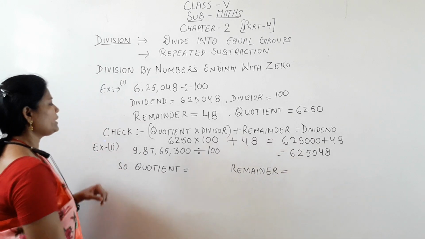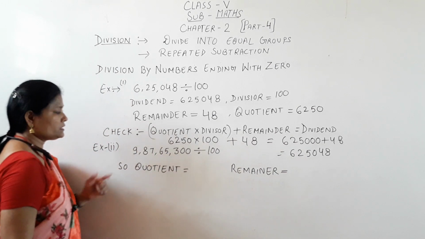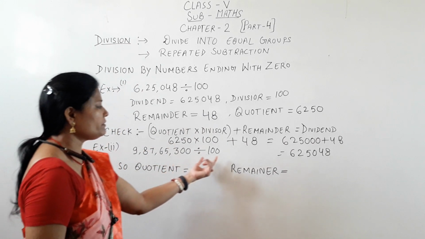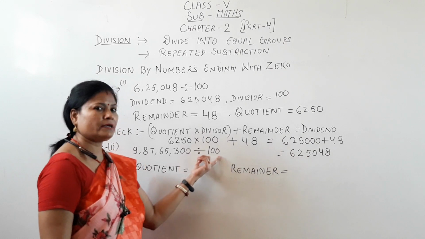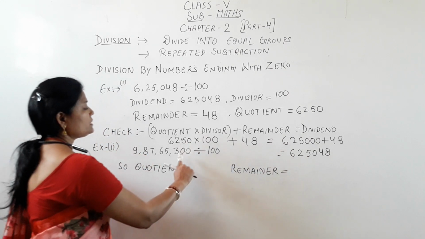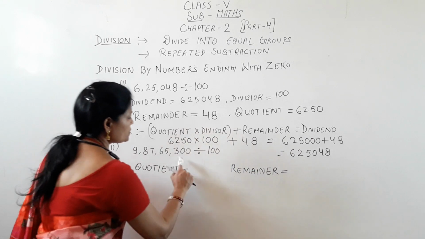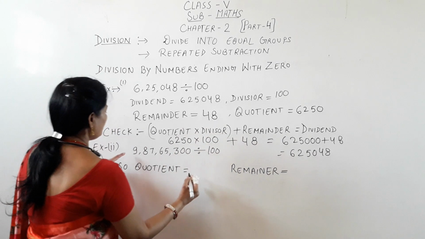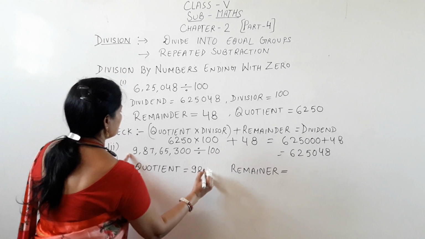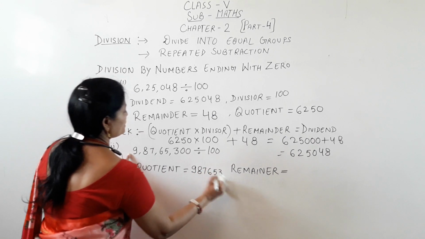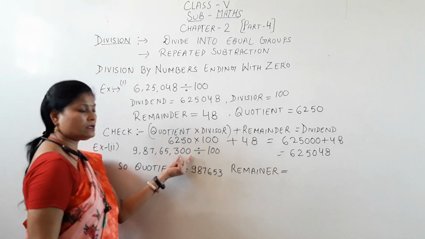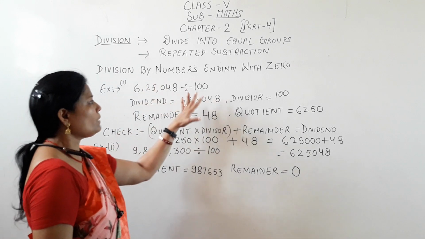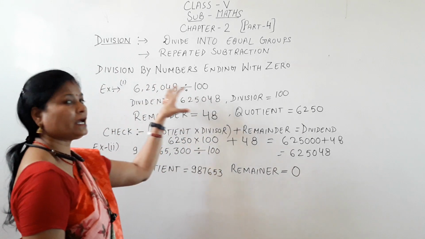Now see children, one more example. If a number is given in this form, and the ones and tens places are both 0, and we divide it by 100, how can we divide? Without any calculation we can say that the zeros can be cancelled out. How many zeros are there? 2. And how many zeros in the divisor? 2. So we can divide by cancellation. I will get my quotient 987653, and there is no remainder, because 0 and 0 are both cancelled, so the remainder is 0. Understood?